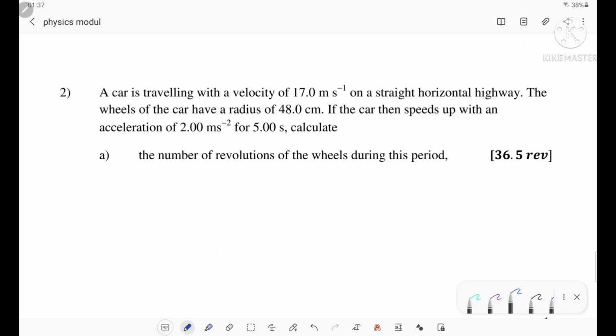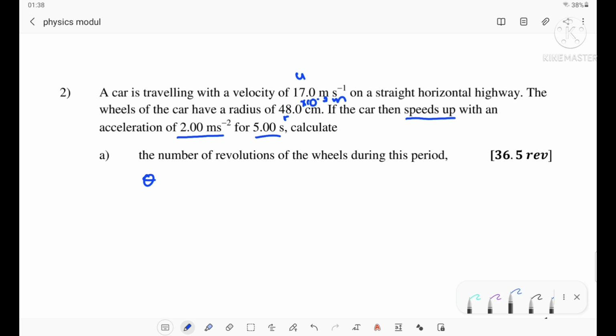Okay, second question. A car is traveling with a velocity of 17 meters per second on a straight horizontal highway. The wheels of the car have a radius of 48 centimeters. So you need to convert 48 centimeters into meters first, 10 to the power of minus 2 meter. If the car then speeds up with an acceleration of 2 meters per second square for 5 seconds, calculate the number of revolutions. So now you need to calculate theta of the wheels during this period.